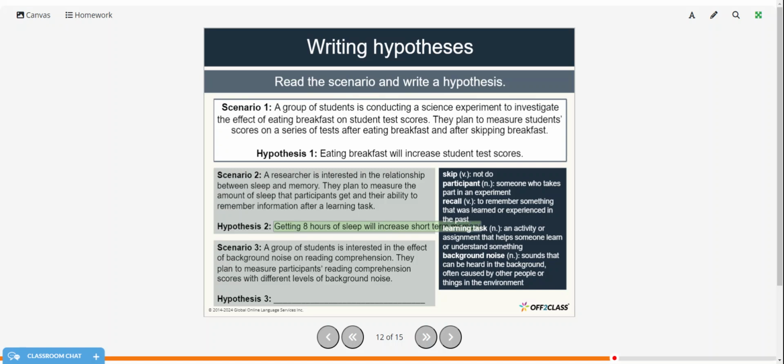A group of students is interested in the effect of background noise on reading comprehension. They plan to measure reading comprehension scores with different levels of background noise. So, a hypothesis could be higher levels of background noise decrease participants' reading comprehension scores.